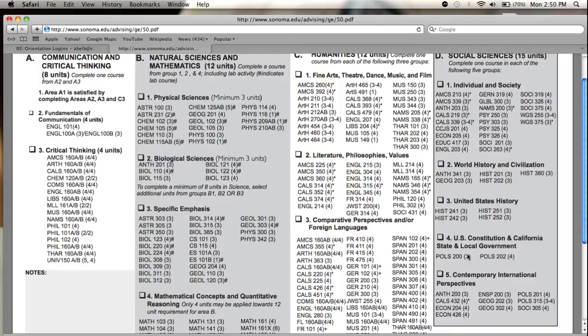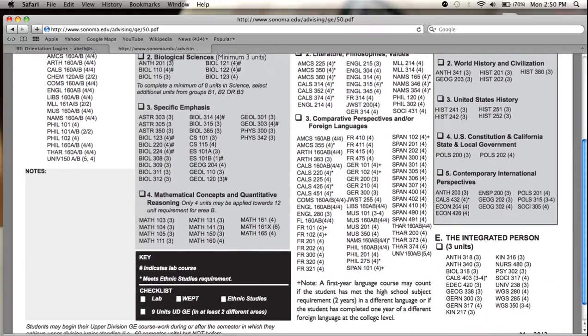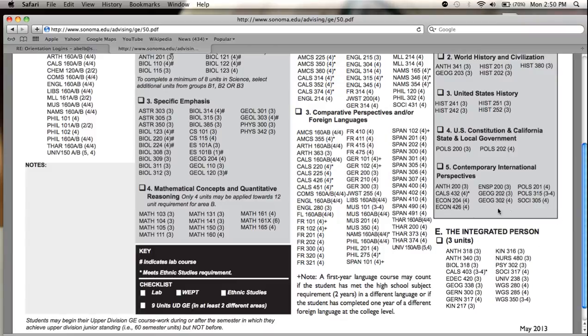POLS 200 is Political Science 200, and this is the class that you want to take unless you're a political science major or minor. POLS 202 is for majors and minors only, so most people are going to stick to POLS 200. D5 is Contemporary International Perspectives, again with a lot of different options here too.